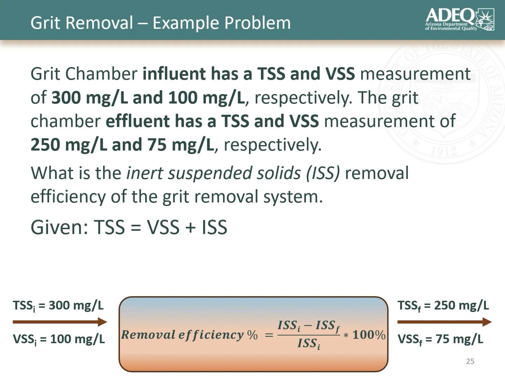Now, just a reminder, the total suspended solids, or TSS, is equal to the volatile suspended solids, VSS, plus the inert suspended solids, ISS. So in this example, as we just walked through it, the initial TSS, or TSS-I, that's why we have the I in there, for initial, is equal to 300, and the VSS initial is 100. The TSS final is 250, and the VSS final is 75.